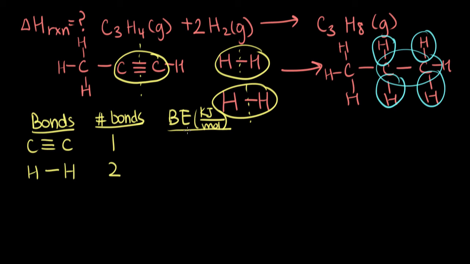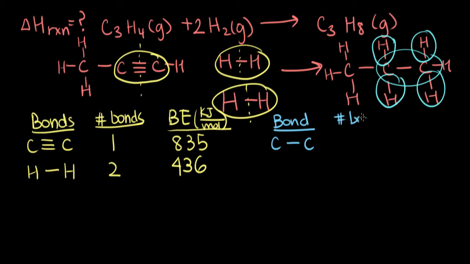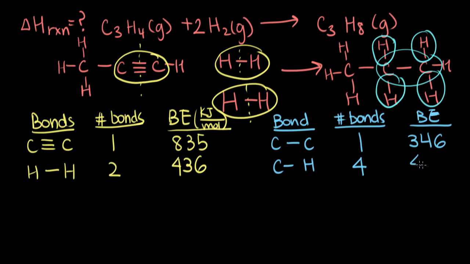I already looked up these bond enthalpy values. Carbon-carbon triple bonds have a bond enthalpy of 835 kilojoules per mole, and hydrogen-hydrogen bonds have a bond enthalpy of 436 kilojoules per mole. And then next, if we look at the bonds that are formed, we have a carbon-carbon single bond, and we have 1 of those bonds forming, and the bond enthalpy for that, which is also in kilojoules per mole, is 346. And last but not least, we have the carbon-hydrogen bonds that we're forming, and we have 4 of those. Each of those has a bond enthalpy of 413 kilojoules per mole.